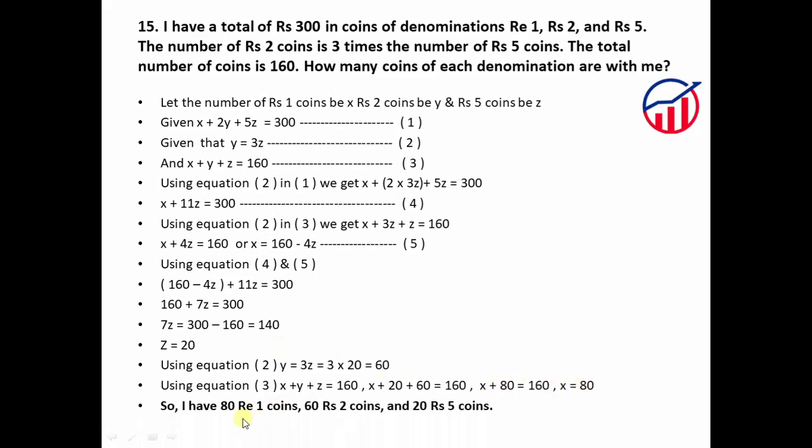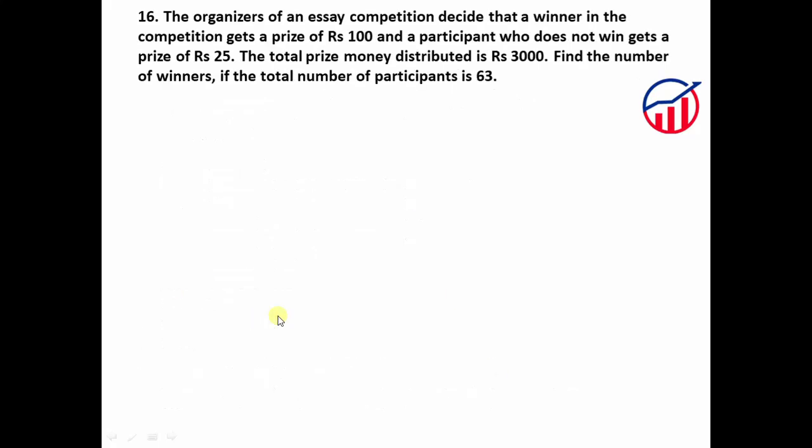So we can say I have 80 rupees 1 coins, which is your x, then you have 60 rupees 2 coins, which is your y, and 20 rupees 5 coins, which is your z. So let's move on to the last question of this particular exercise, which is 16.